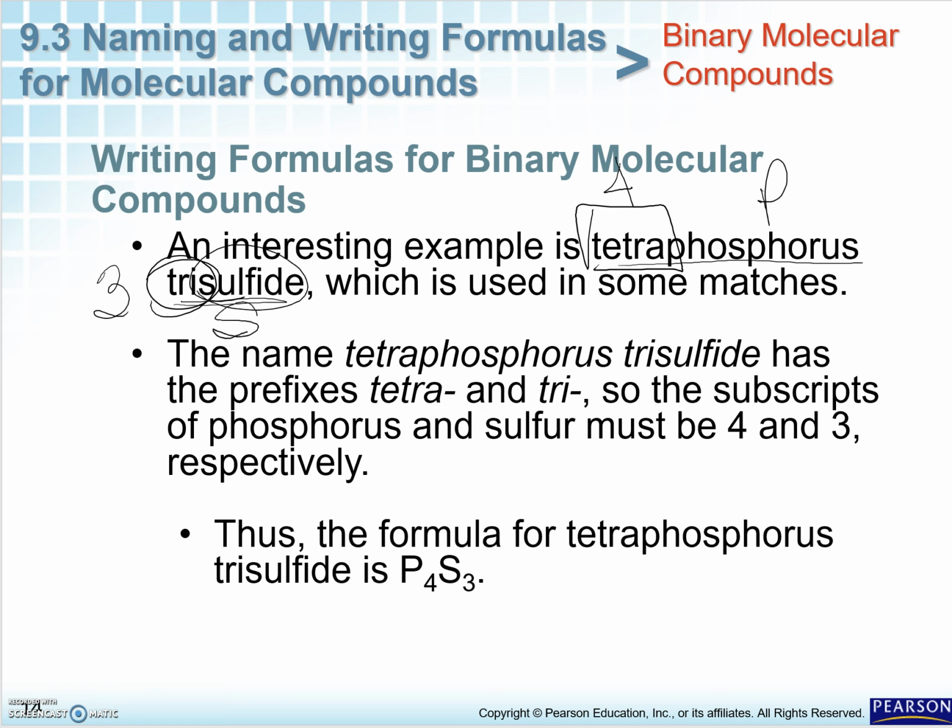So if you were to write all of these together, you would take your symbol, which for phosphorus is P, followed by its subscript, which is 4. Then you would go to your second element, which is sulfur, capital S, and its subscript, which is 3. And so overall, you would get P4S3 as a formula for tetraphosphorus trisulfide.